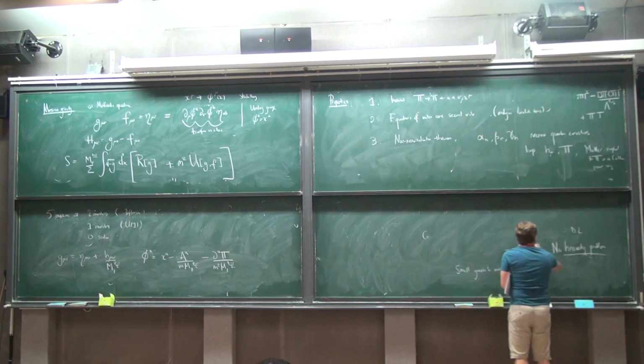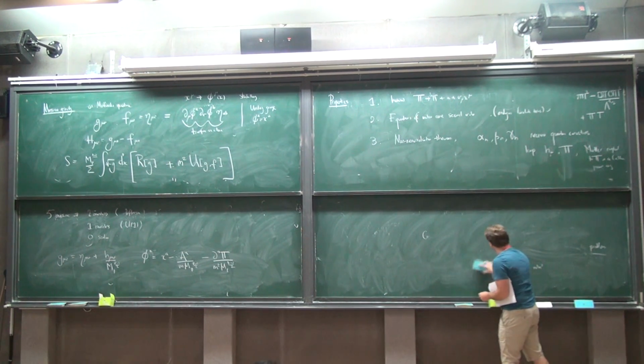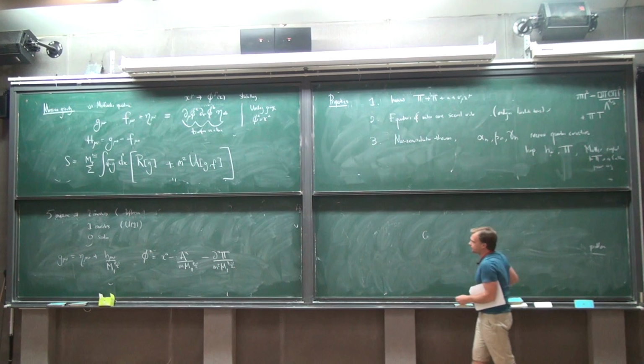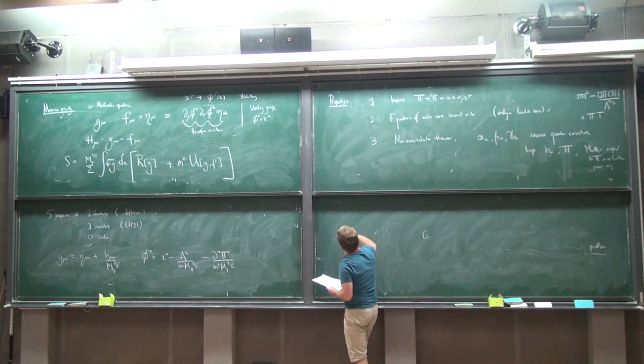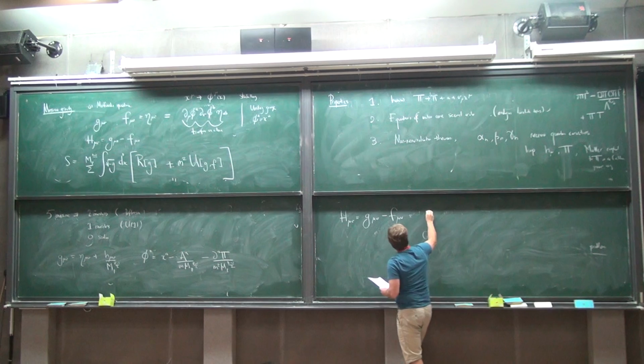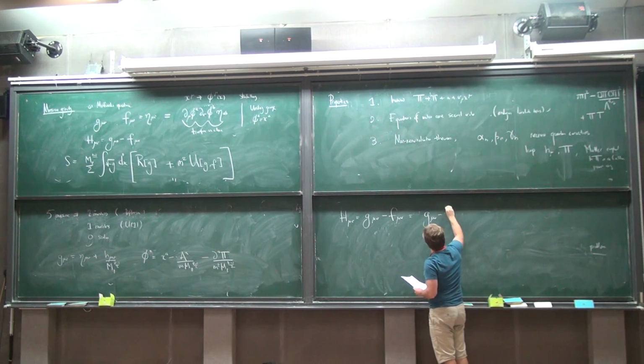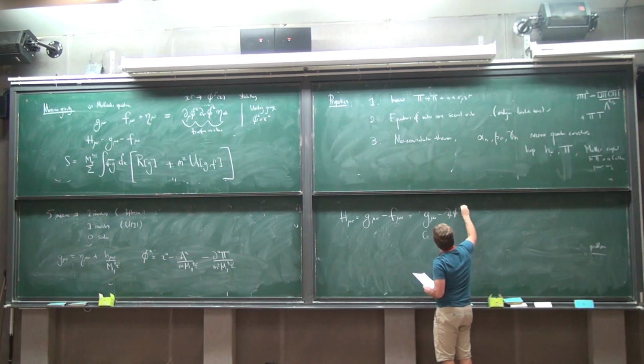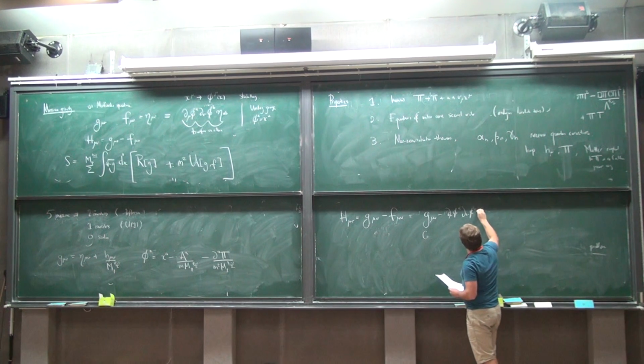So why is that the correct thing to do? Well, let us reconstruct back the massive spin-2 field, h_{μν}, which is g_{μν} minus f_{μν}, which now in this Stueckelberg form is g_{μν} minus ∂_μ φ^a ∂_ν φ^b η_{ab}.